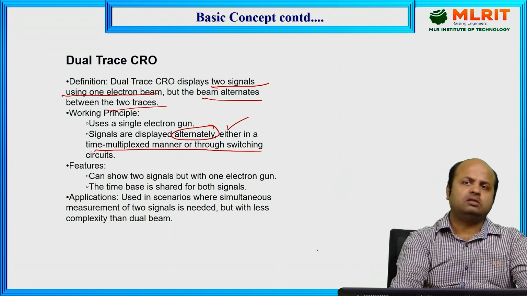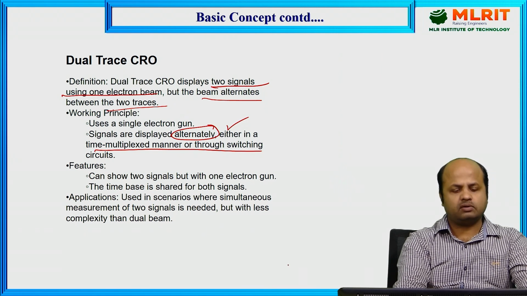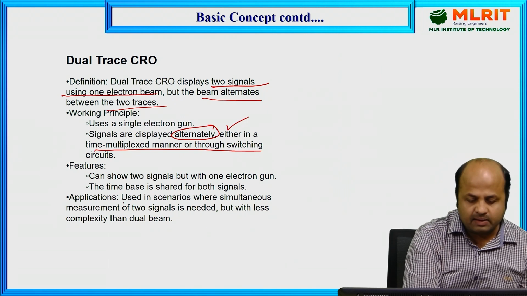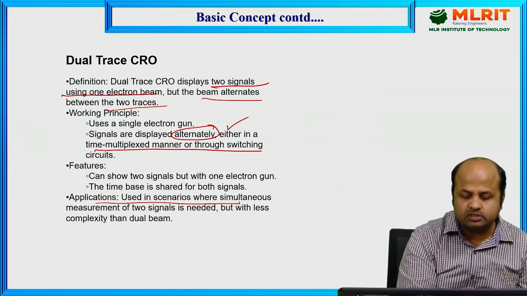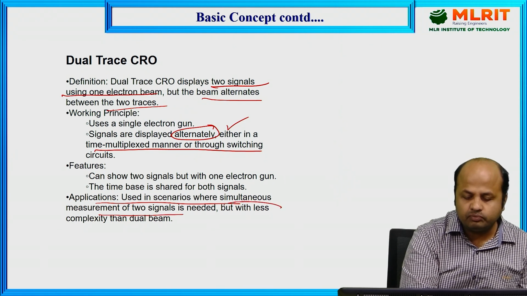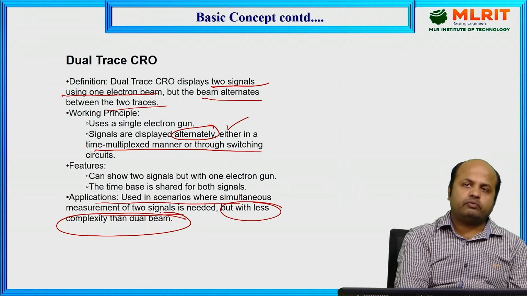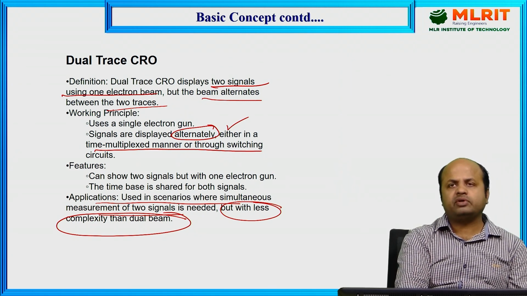So this is the displaying mechanism of dual trace CRO. So what is the application of dual trace? It is used in the scenario where the simultaneous measurement of two signals is needed, but we want less complexity than dual beam. The hardware complexity in dual trace is very less as compared to dual beam.